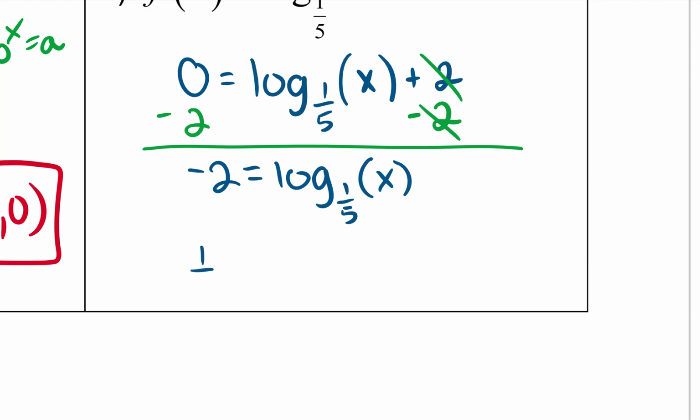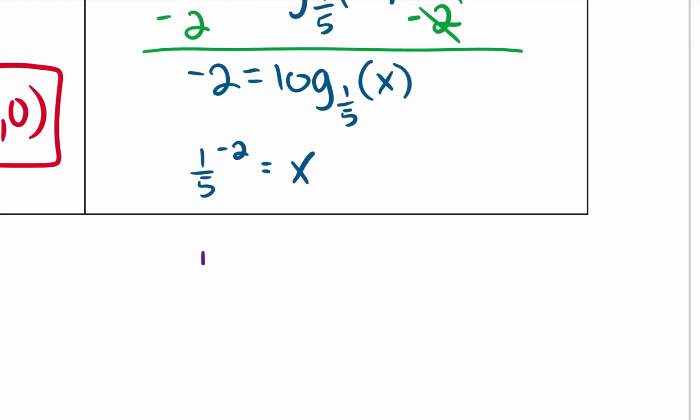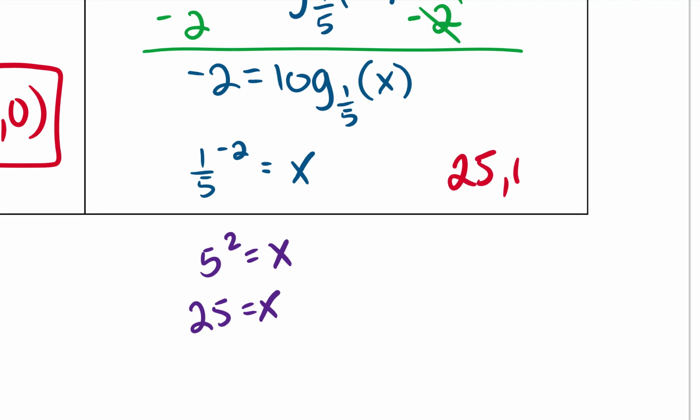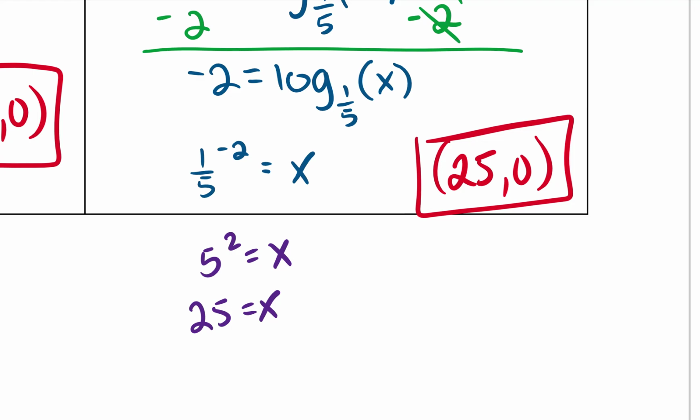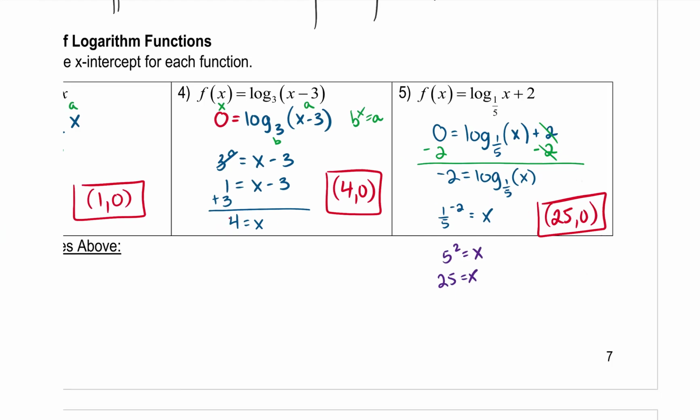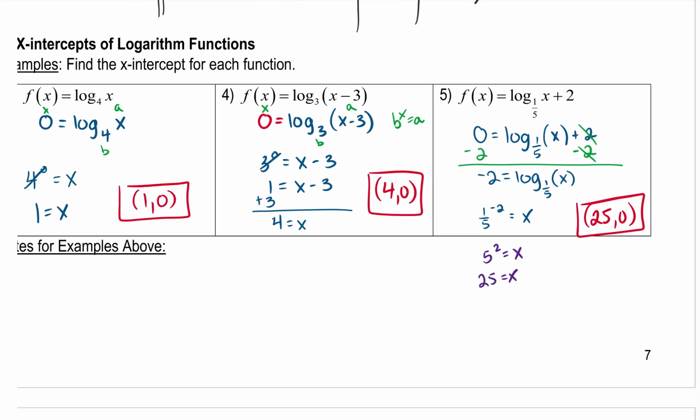So I would have 1/5 to the negative 2 equals x. Remember, negative exponents flip the number, so I'd actually have 5 squared equals x, which is 25. So my answer, 25, 0. So don't just put 25, that's nothing. You gotta have a point, because it's asking for x-intercept, not a number.